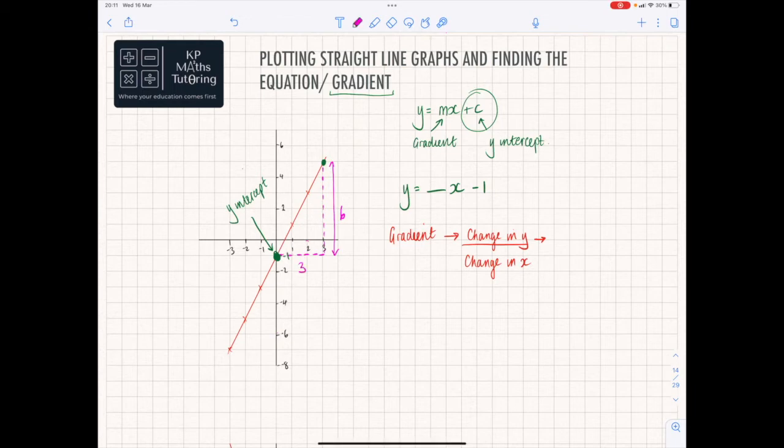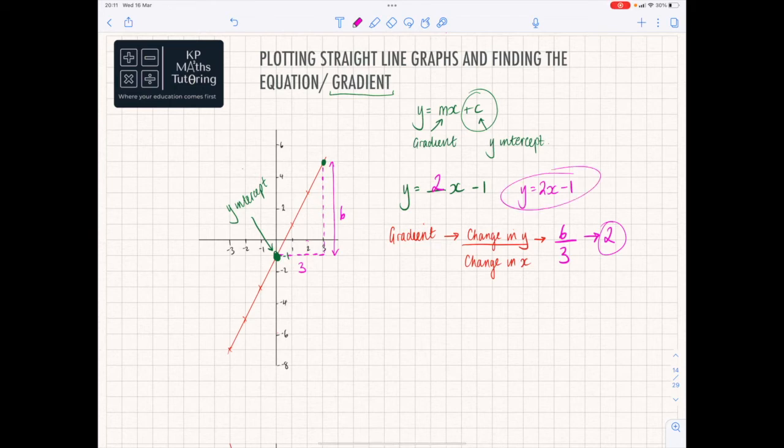So now I look at this formula on the right hand side. The change in y is 6. The change in x is 3. So my gradient is 6 divided by 3, which is 2. I then take that value and put it up in the top. So the equation of this line is y equals 2x minus 1.